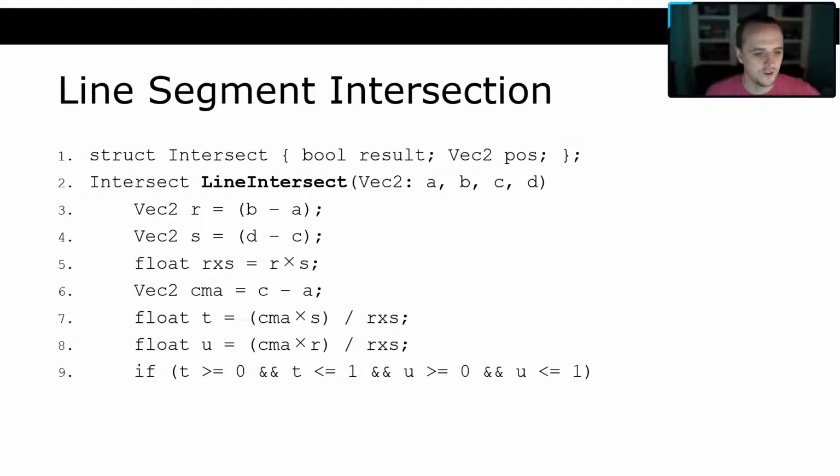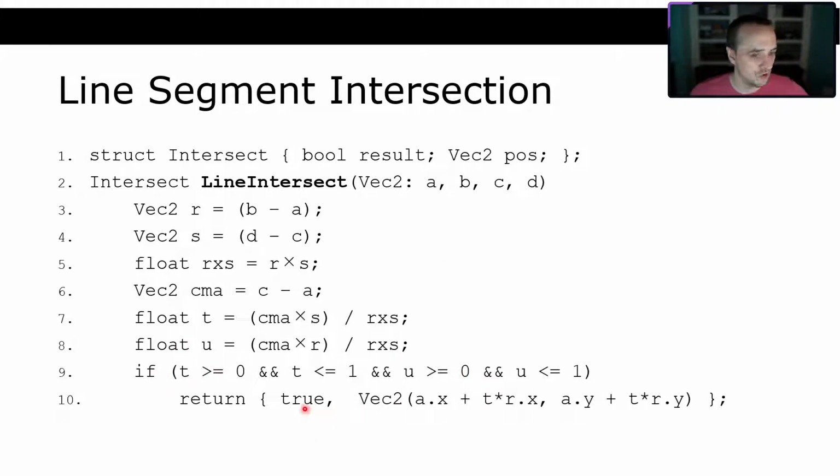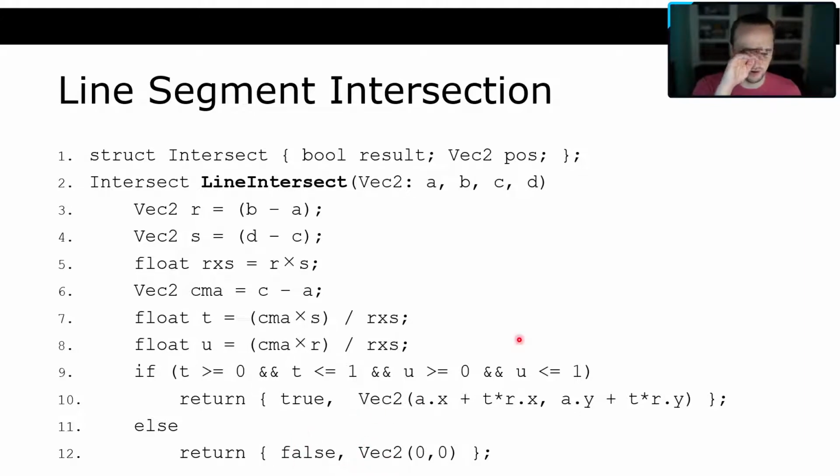And then if t and u are both between 0 and 1 inclusive, you're going to return true and where the point intersects. Else, meaning that t or u were not within 0 to 1, you're going to return false, and you're going to return a vector 0, 0, because there's no intersection point. All right.